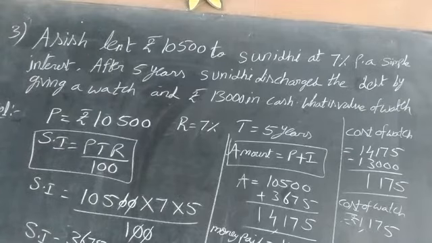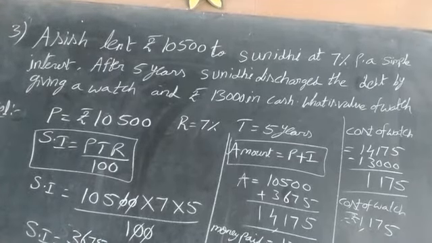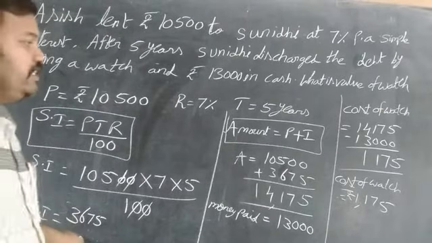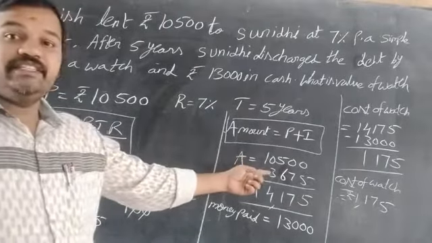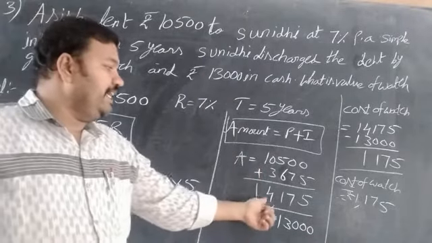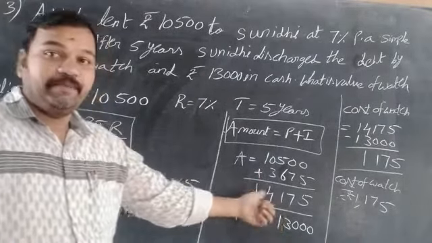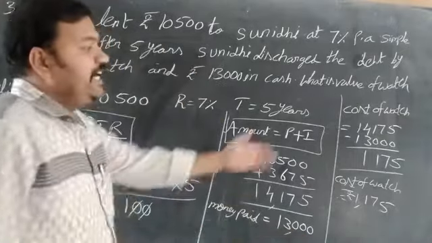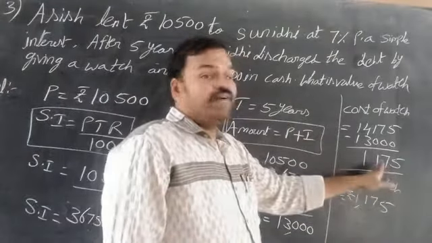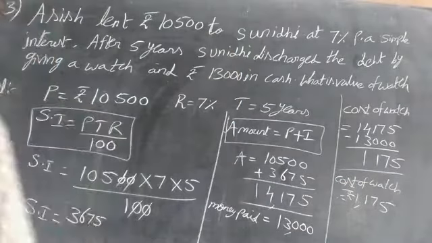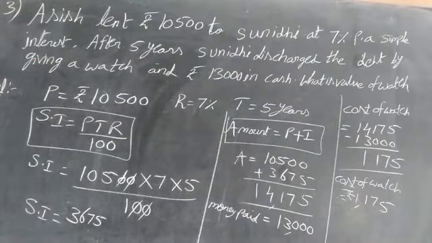In this sum, first of all, what is given is the amount we have to find. The simple interest is 3,675. For the 3,675, the principal is 10,500. Total amount paying is 14,175. From this 14,175, he is paying 13,000 rupees, and for the remaining money, the watch is given. The cost of the watch is 1,175. This is about this sum. Write down.